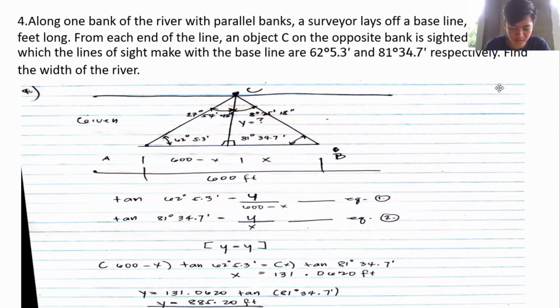x is equal to 131.0620 feet. y is equal to 131.0620 times tangent 81 degrees 34.7 minutes. y is equal to 885.20 feet.